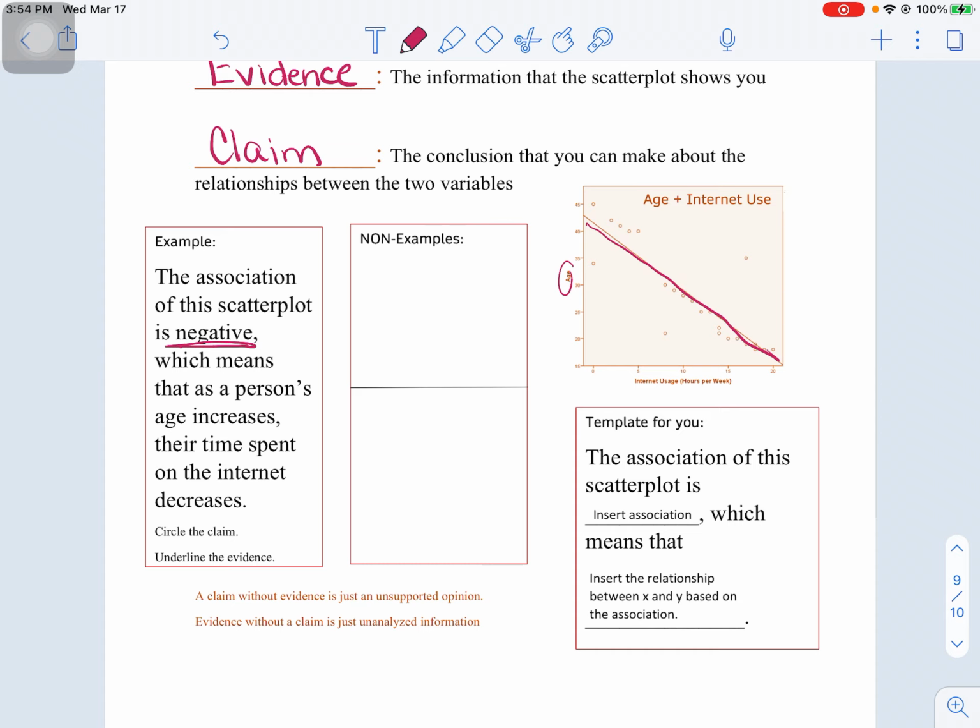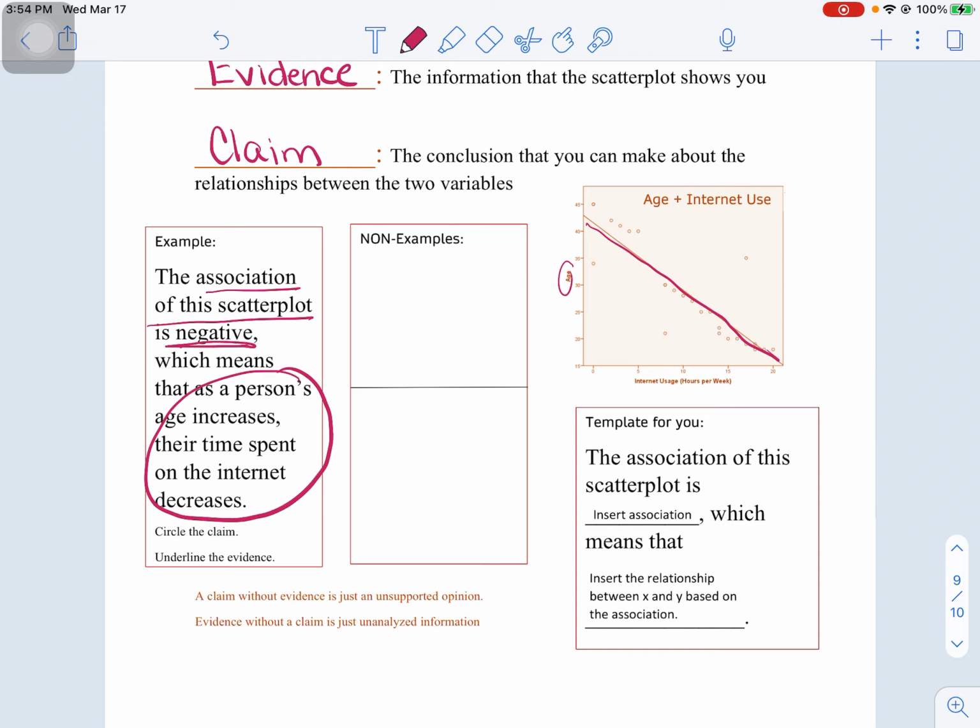So we have our claim. Remember, a claim without evidence is just unsupported opinion. Evidence without claim is just unanalyzed information. So we're going to circle the claim. So the claim is that as a person's age increases, the time on the internet decreases. And we're going to underline the evidence. So this association of the scatter plot is negative. That's our evidence. That's what we physically see, and then we made a claim based on that.